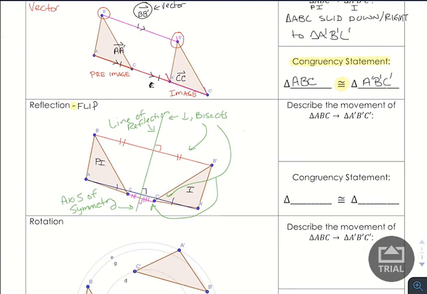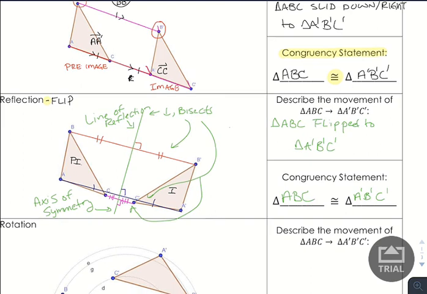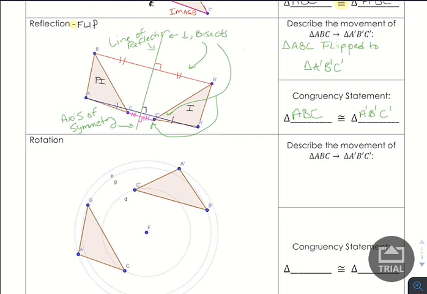So in terms of describing the movement, what actually happened here? Well, triangle ABC flipped to triangle A prime, B prime, C prime. Okay, and so the congruency statement is actually going to be the same one. We start with a pre-image, triangle ABC, and it's going to be congruent to the image A prime, B prime, C prime, which of course will be more interesting if we change up the letters a little bit. We're just using standard notation here.